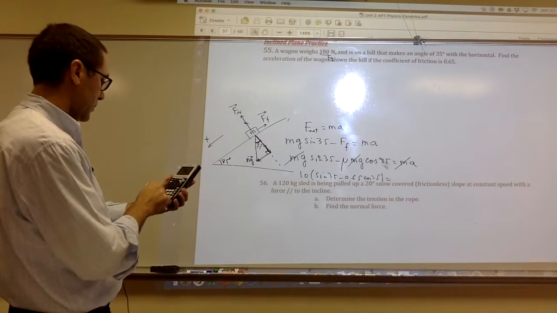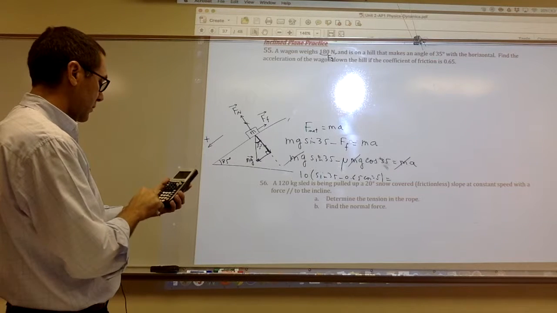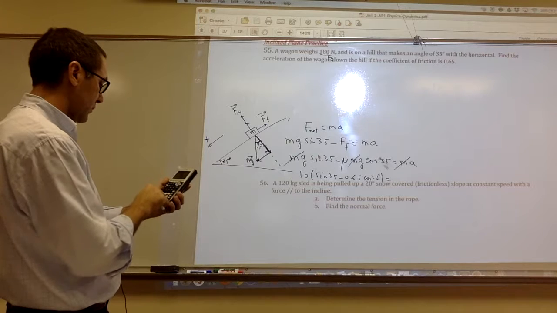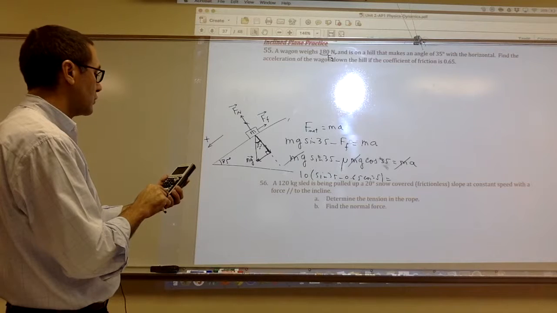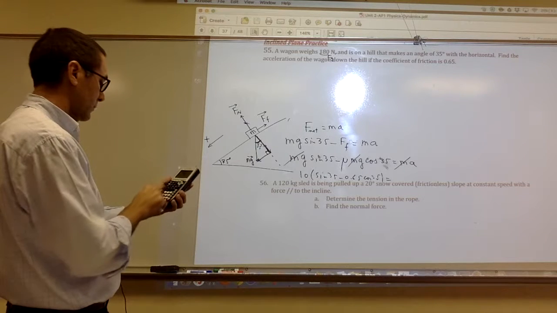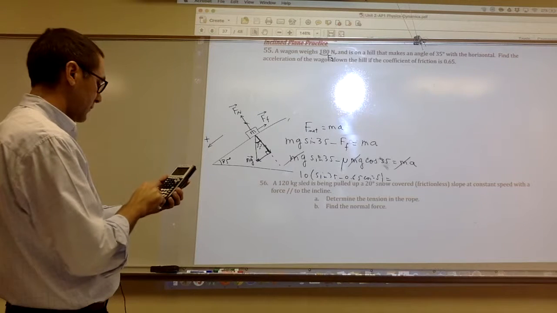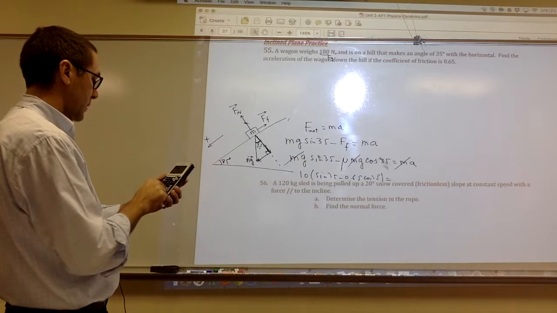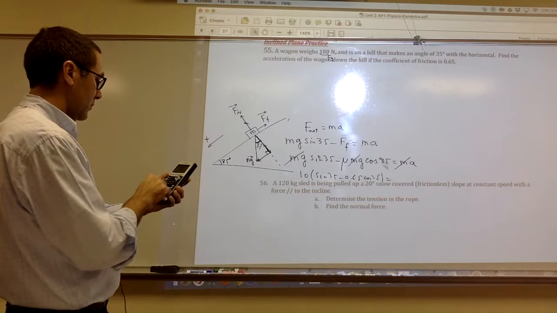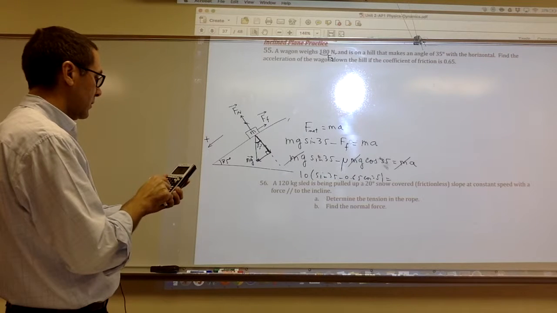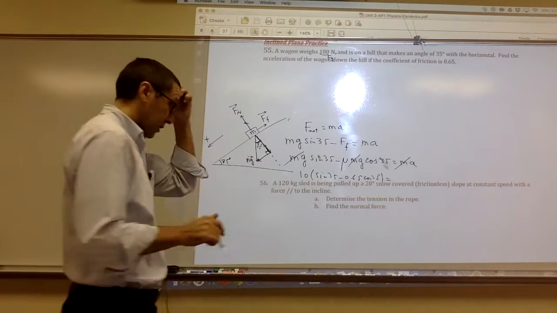Let me try that one more time. I think I'm doing something wrong. Sine of 35 minus 0.65 cosine of 35. Oh, I didn't do the minus before. Okay. Sine 35 minus 0.65 cosine of 35. Right, and then times 10. And I should get 0.41 meters per second squared.